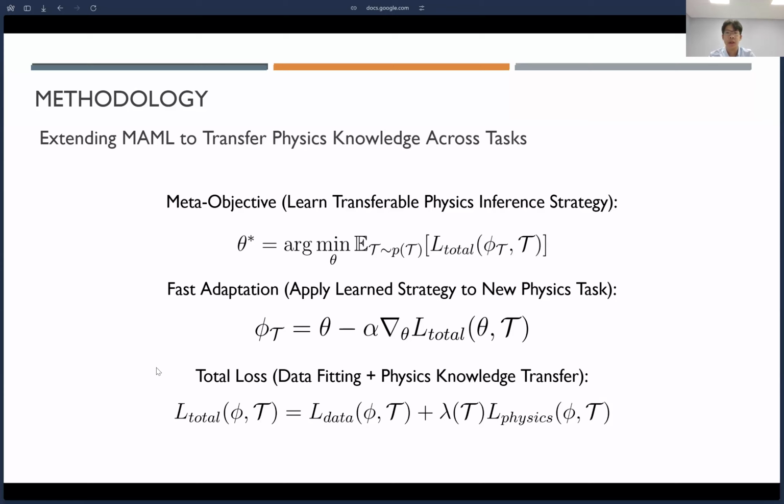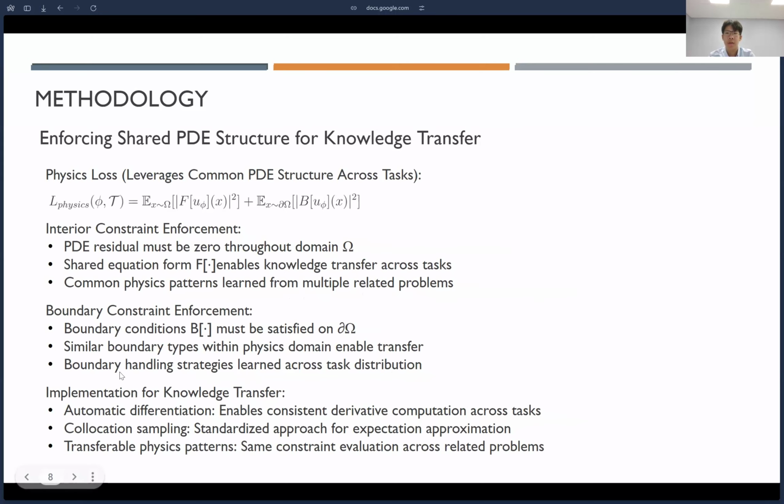The inner loop enforces the physics constraints during task-specific adaptation, and the outer loop trains the transferable patterns across physics tasks. So we're combining rapid adaptation with physics consistency, and the knowledge transfer happens because the data captures the shared physics infrastructure strategies. For the physics loss implementation, the physics loss leverages common PDE structures across tasks.